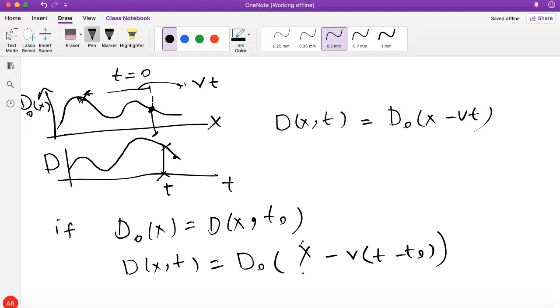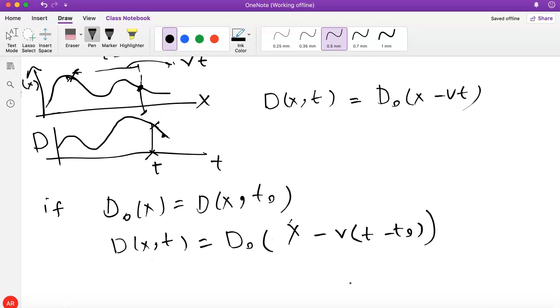Right, and that's just fixed by the boundary conditions, right? So if you put, for example, t equals 0, you just get d0 of x, which is by definition d of x at t equals 0. Here, if I put t equal t0, I get d0 of x, right? Because t minus t0 becomes 0. And d0 of x is by definition the displacement as a function of x for t0. Okay.